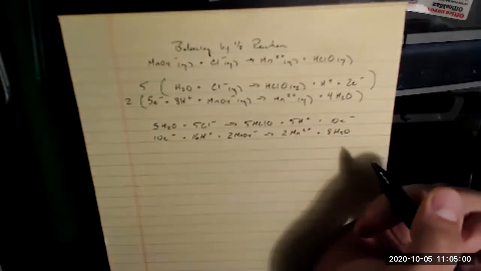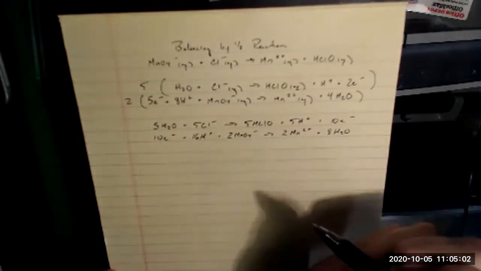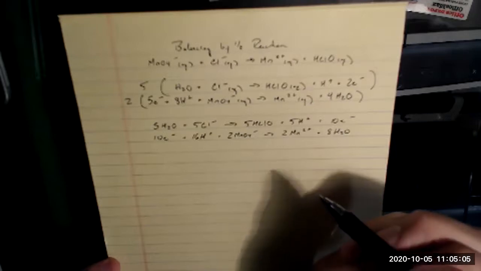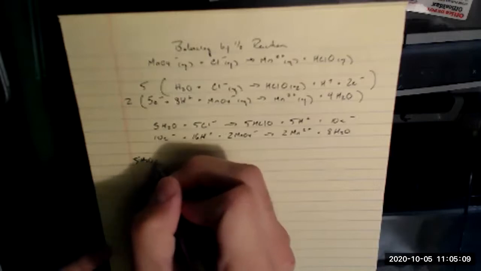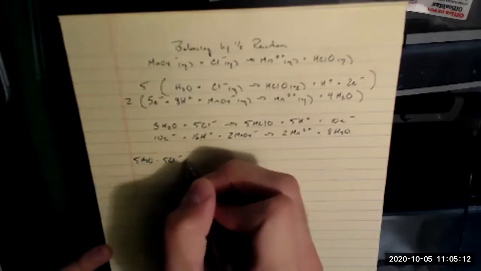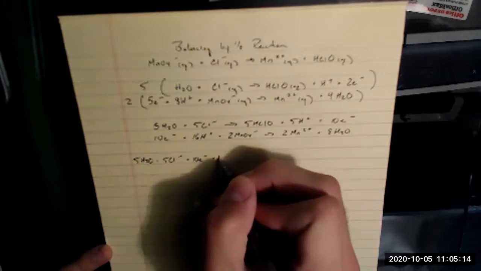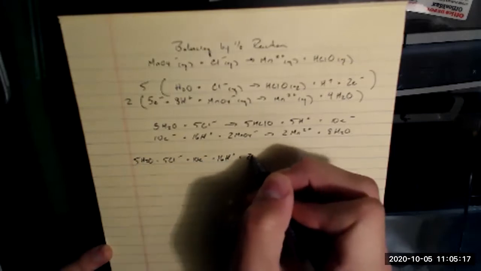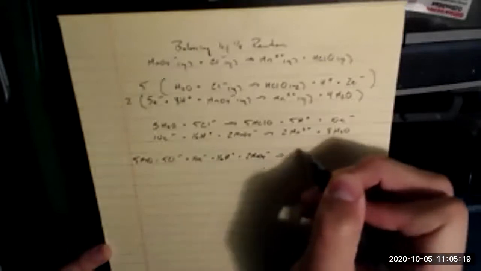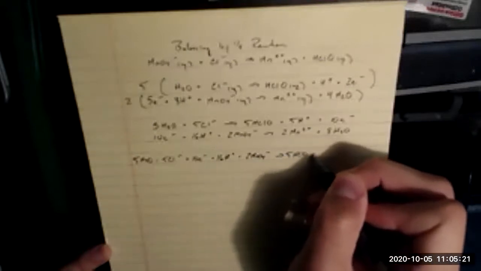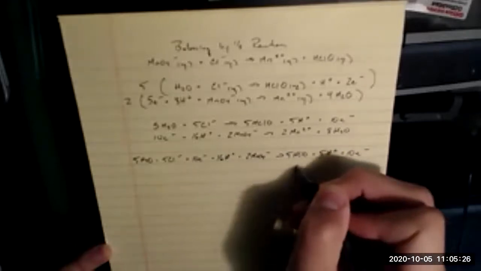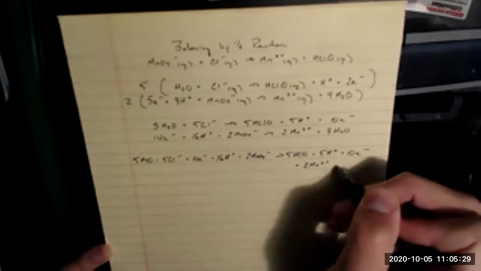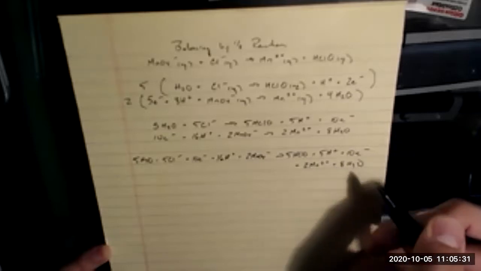And now the half reaction method tells me to bring everything back together, all my reactants and all my products. So I'll rewrite that as one big reaction, 5 H2O plus 5 Cl minus plus 10 electrons plus 16 H plus 2 MnO4 minus goes to 5 HClO plus 5 H plus 10 electrons plus 2 Mn2 plus 8 H2O. Okay, ran out of room, so I had to carry it down there.